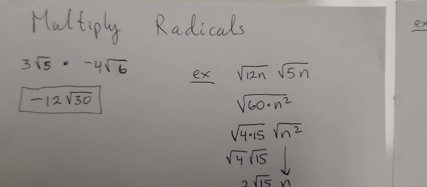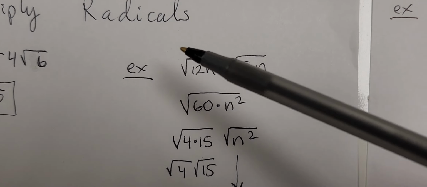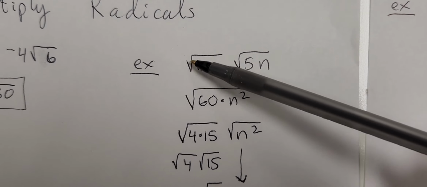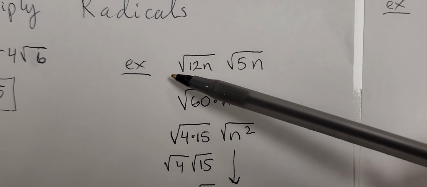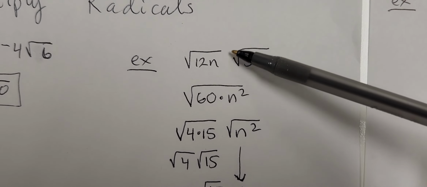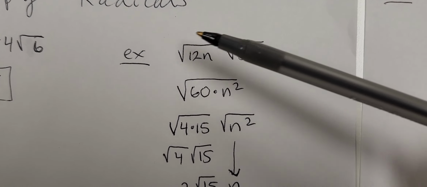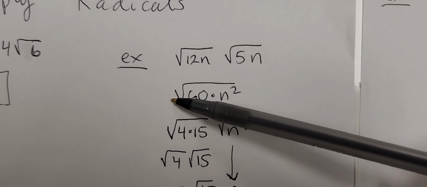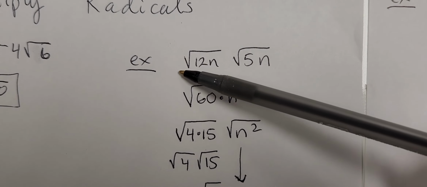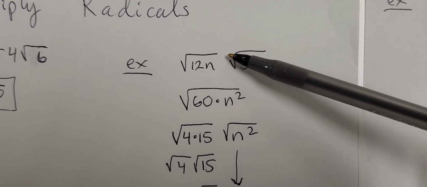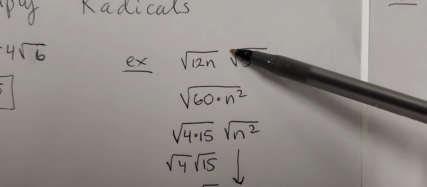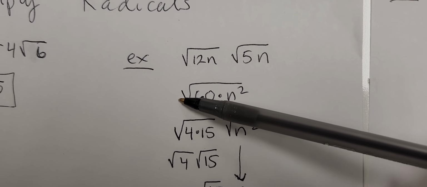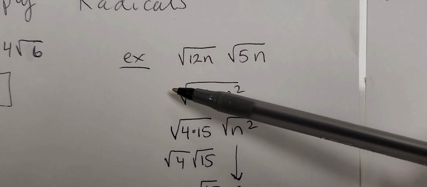Okay? Next example, same situation. Multiply the outside number. In this case, there's nothing here, but you know that there is an invisible 1. Same thing here, there is an invisible 1. So 1 times 1 is just 1. If there's no number in front, it's a 1.